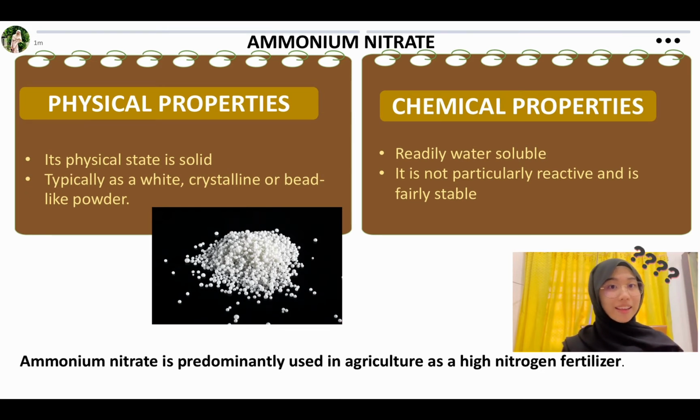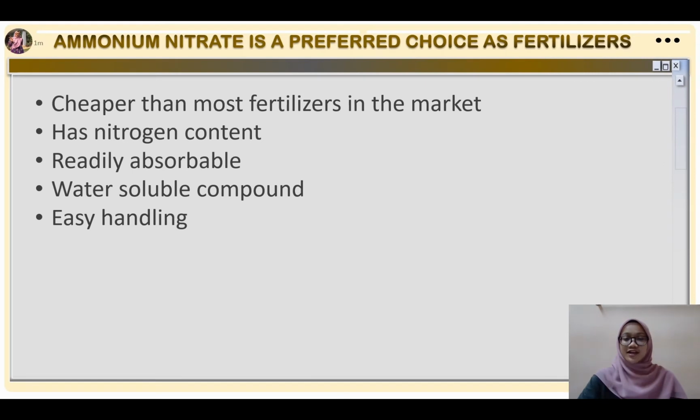Do you know why? Generally speaking, ammonium nitrate has a lot of functions, but it is commonly used as a fertilizer. So, I'm going to tell you why ammonium nitrate is a preferred choice as a fertilizer. First things first, a very good reason why it is used by many farmers is the cost efficiency of this product. It is definitely cheaper than most fertilizers in the market.